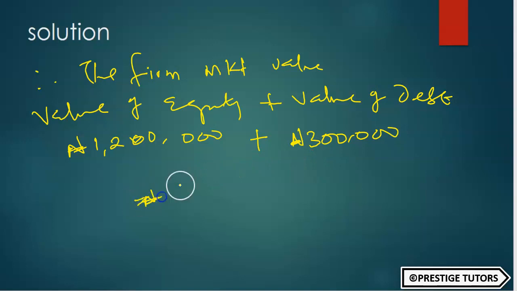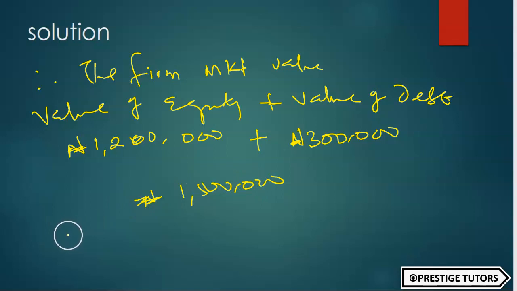Now, look at our overall market value of the company. It is still 1.5 million naira if you add the two together. So it has no significant effect or no effect at all on the value of the firm, but surely it adds on the value of equity. Now let's look at the third scenario.